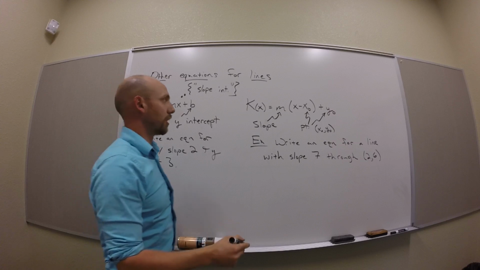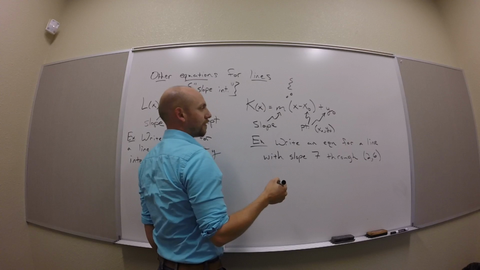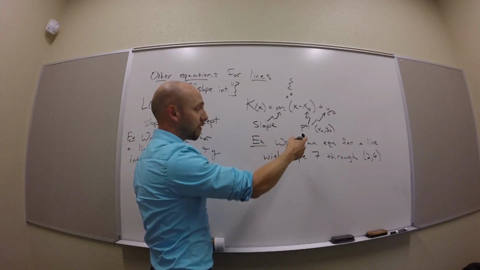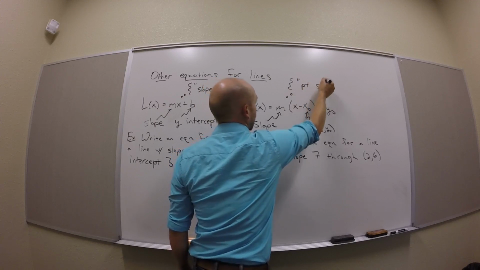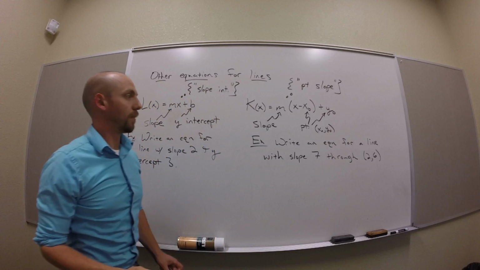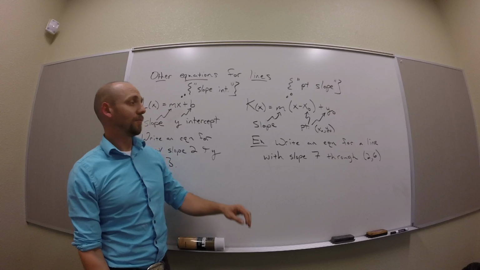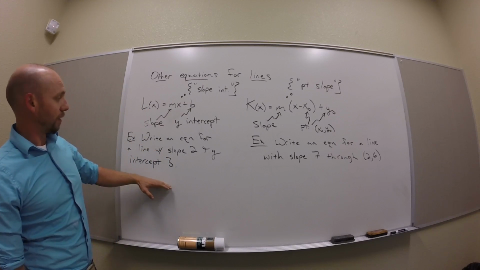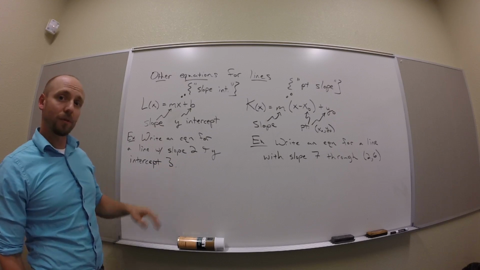So we call this what? I think we ought to call this, well, really we should probably call it slope point form, but we call it point slope form. Okay? And the reason that there's two is that sometimes it's easier.